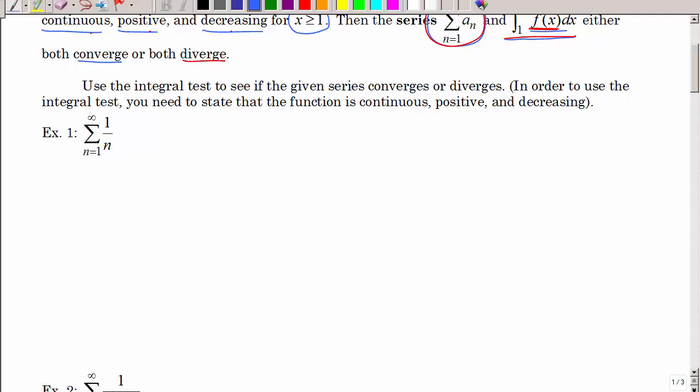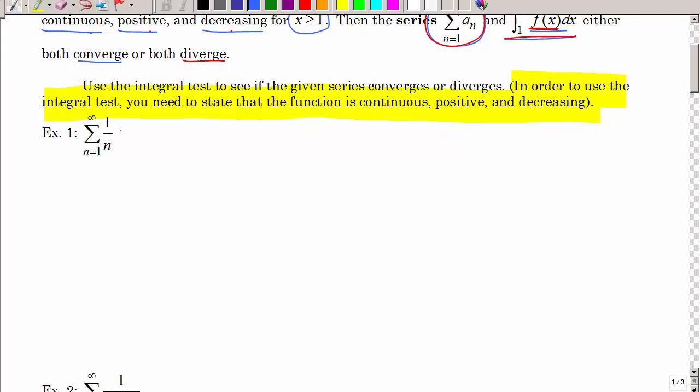And here is a real big key. In order to use the integral test, you need to state that the function is positive, continuous, and decreasing. You have to state that, and sometimes you have to prove that. So how do we get started?